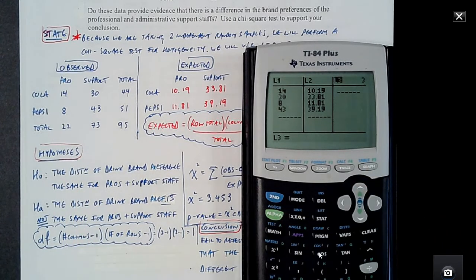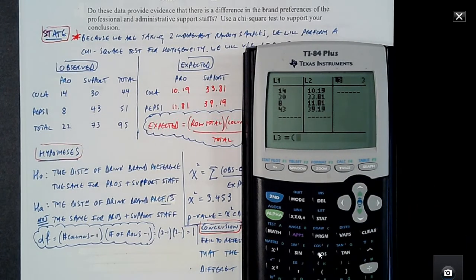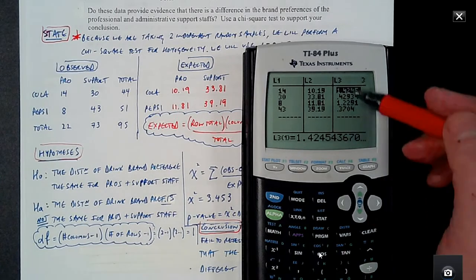Once you've done that, you can now figure out all the differences between the 2 groups. So we're going to open up some parentheses after highlighting L3. And remember, it's observed, so that's going to be L1 minus the expected, L2, close parentheses, and then square, and then divide by the expected, which is L2. Press enter, and these are our different contributions. So now what we want to do is calculate the sum of this.